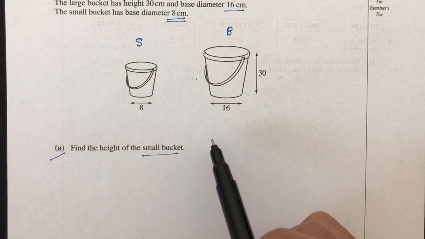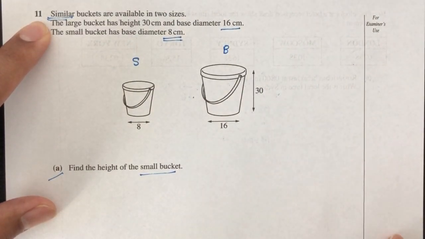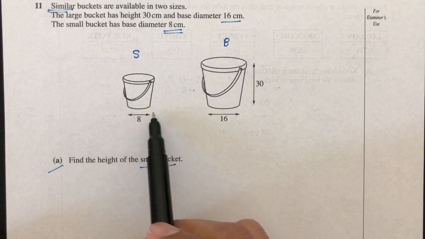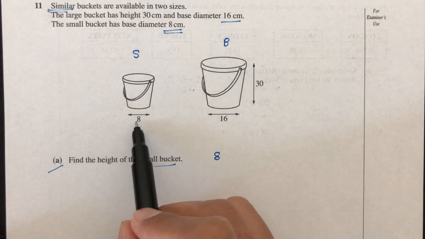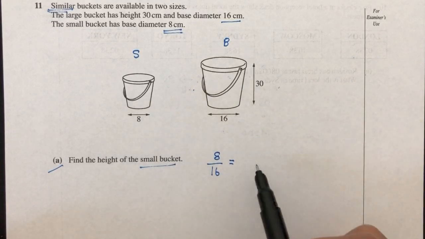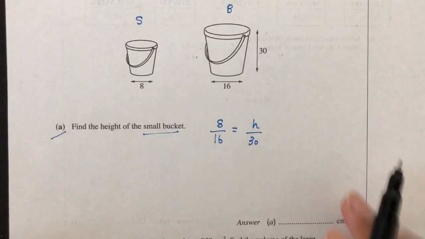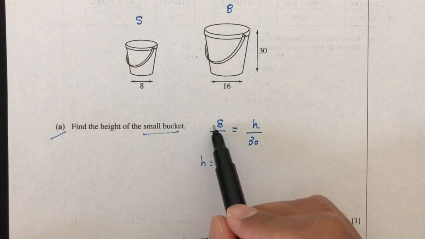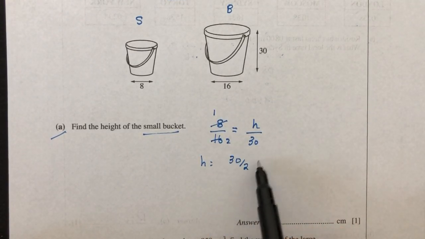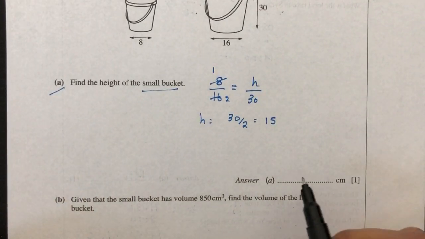So as you can see, they are similar. If something is similar, their sides are proportional to each other. So let's compare their corresponding sides. You compare S, so the diameter for S will be 8, corresponding will be this one, 16, is equal to the height of S, which we don't know, divided by the corresponding one, 30. So let's solve to find the height. This is going to be 1 to 2, so 30 divided by 2, by cross multiplying, you will have 15. So the height of the small bucket will be 15 centimeters.